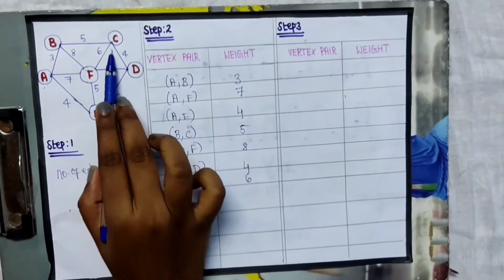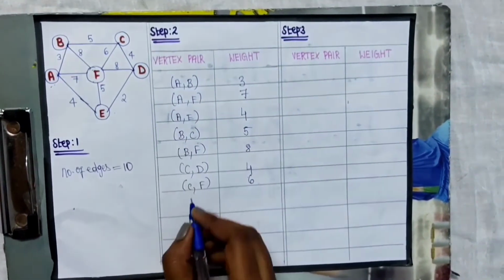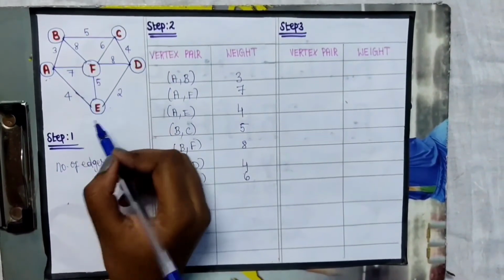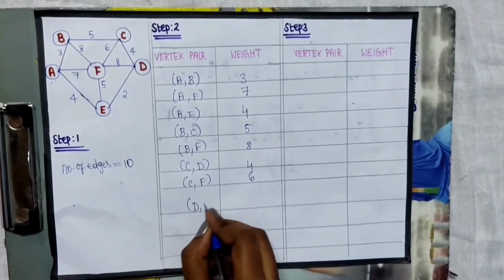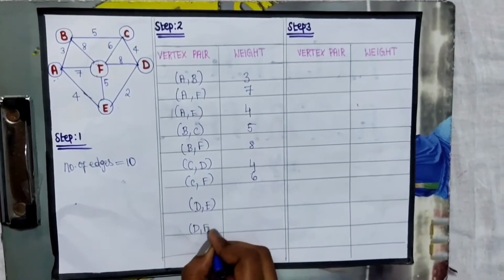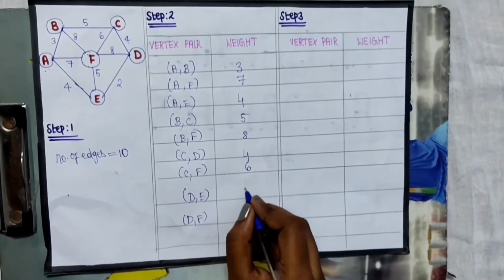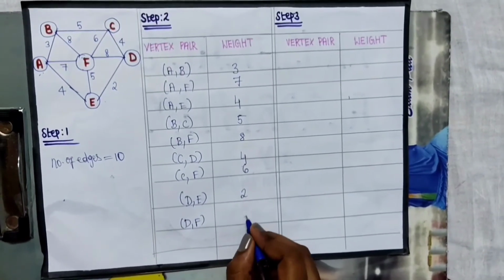Then after the completion of alphabet C, I am coming to D. D is connected with F and E. C is already mentioned, so you don't need to mention it here. So, D, E and D, F. D, E weight is 2 and D, F weight is 8.